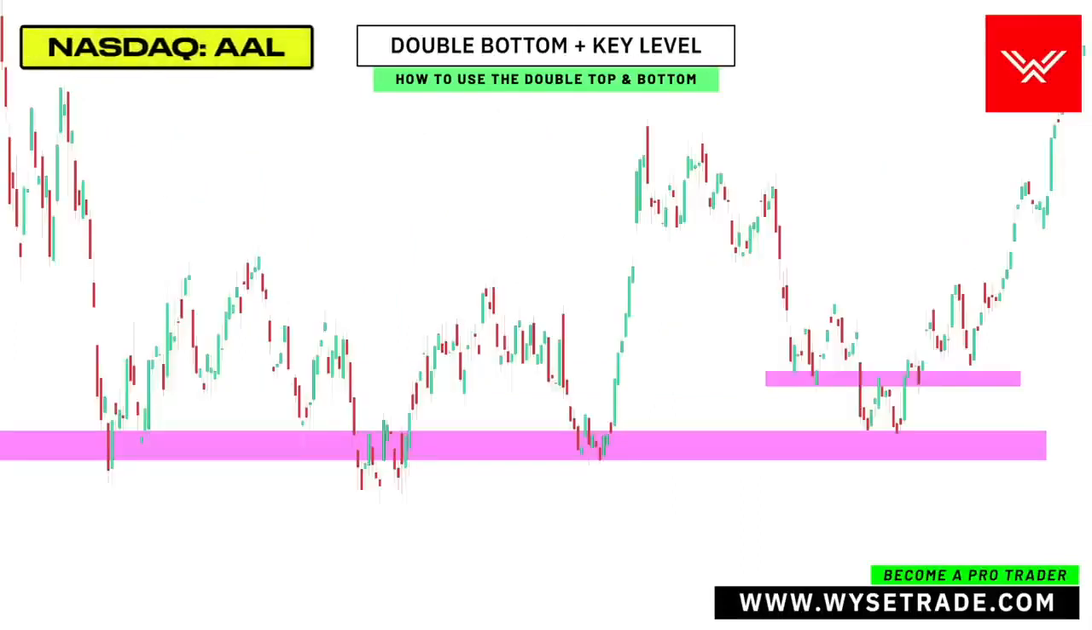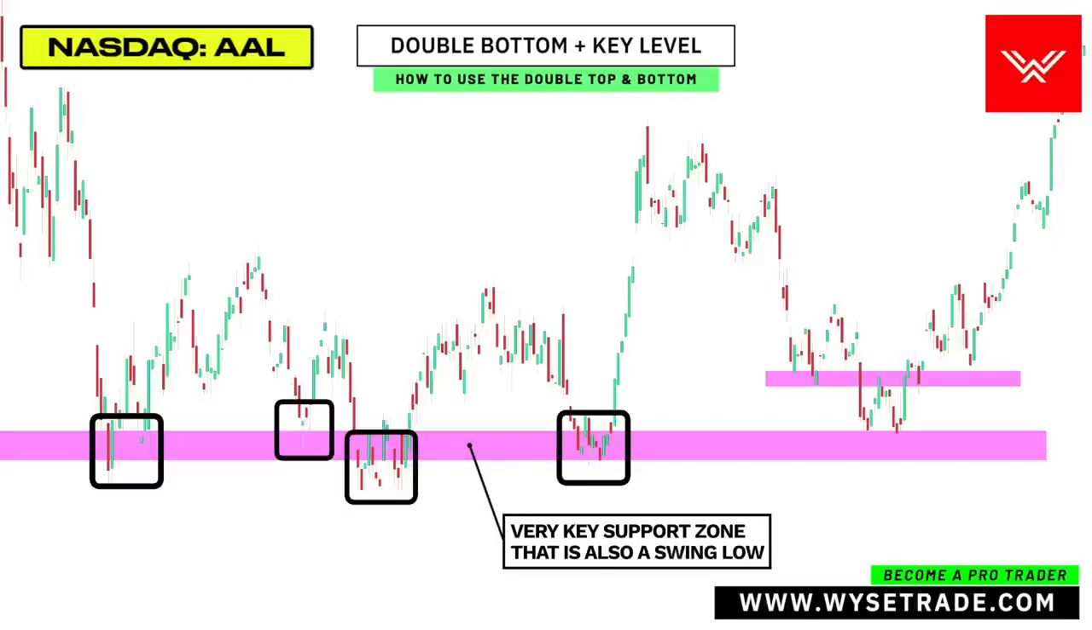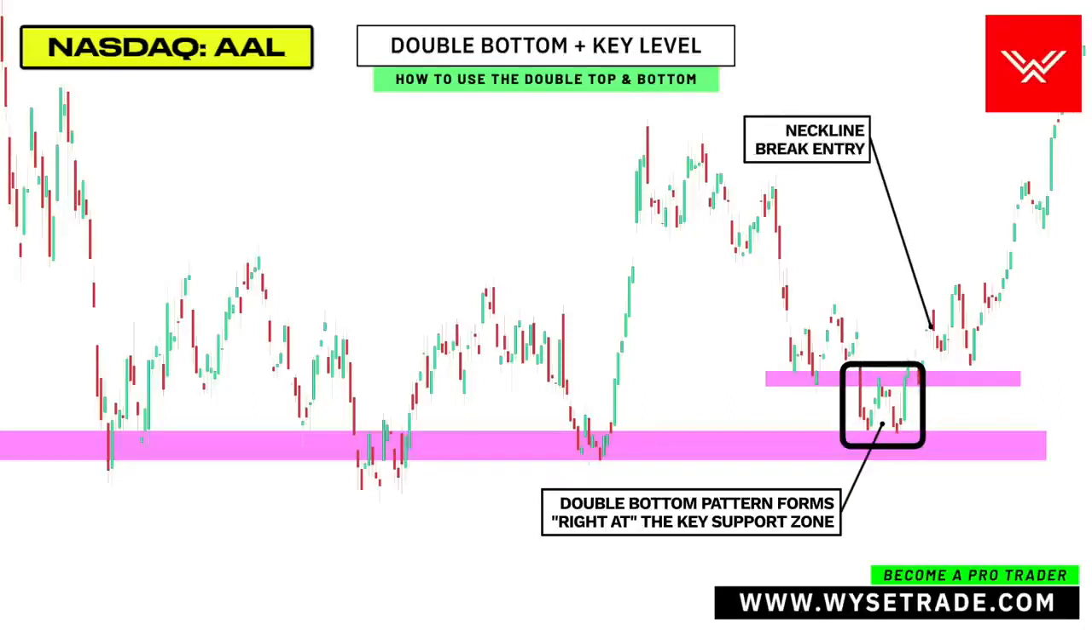This is the American Airlines stock again. All these reversal points give you a very key support zone that is also a swing low. Price comes down and creates the double bottom pattern right at the very key level. Again, you can take your entry at the break of neckline or through the pullback here.